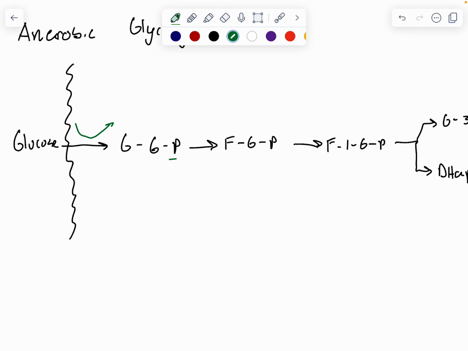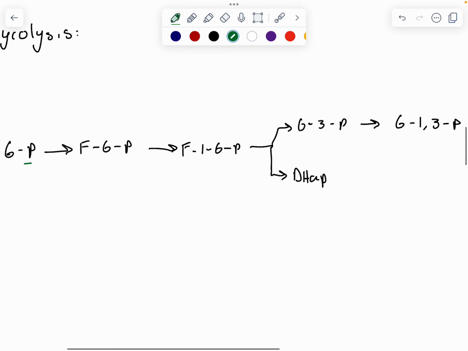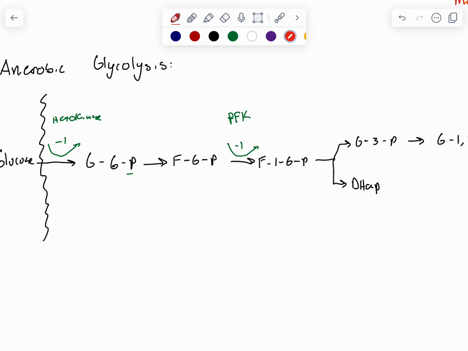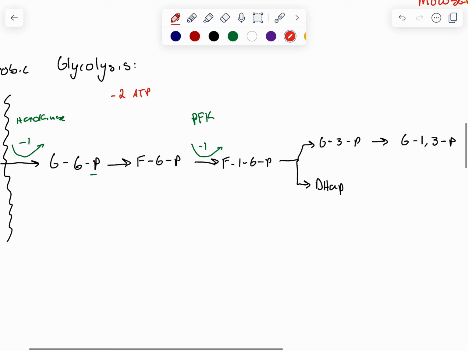So we know right here under the enzyme hexokinase, we're going to be -1 ATP because we added a phosphate onto a glucose to make G6P. And then from F6P to F16P, we have the enzyme PFK. If we remember, that's an allosteric enzyme, it can be inhibited by products downstream. That is also going to be adding another phosphate to F6P to make F16P. So in this first stage, we are going to be -2 ATP.